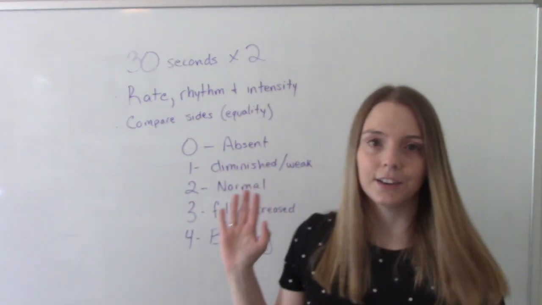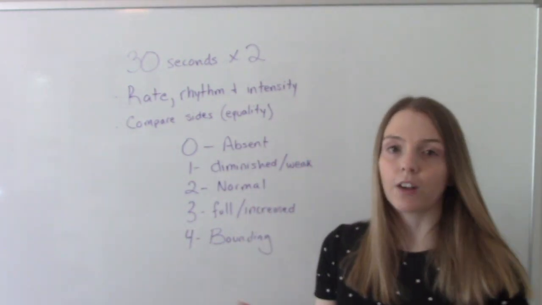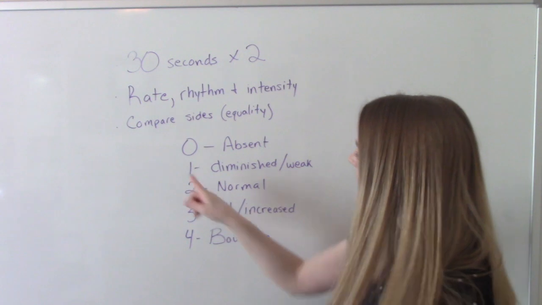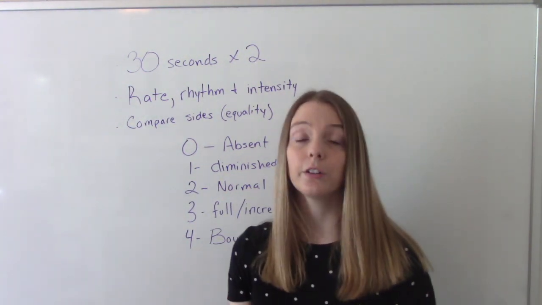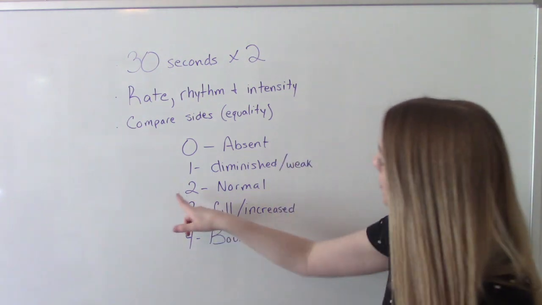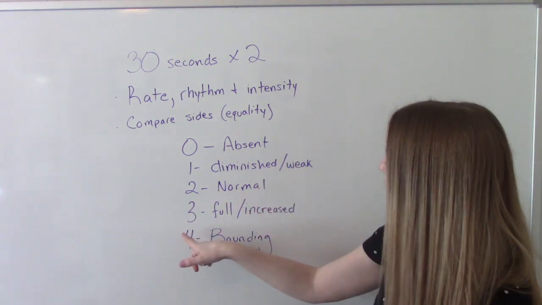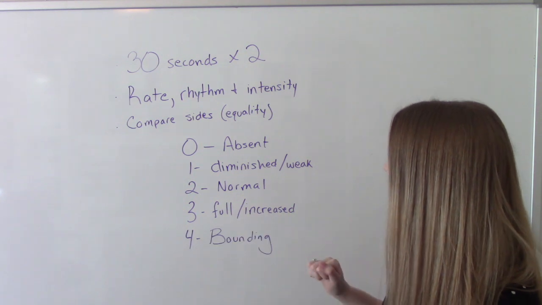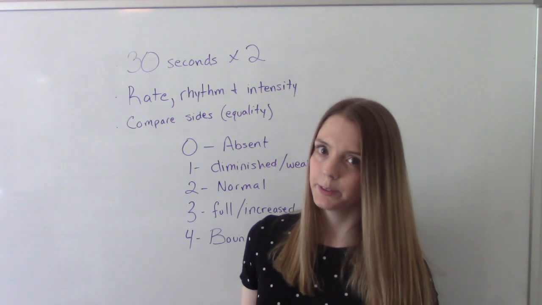So if you couldn't find it at all, it's 0, it's absent, right? If it was difficult to find but you were still able to find it, it's 1, which is diminished or weak. Sometimes we even use the word thready. +2 is normal, expected. 3 would be full or an increased pulse. And then 4 would be a bounding pulse.